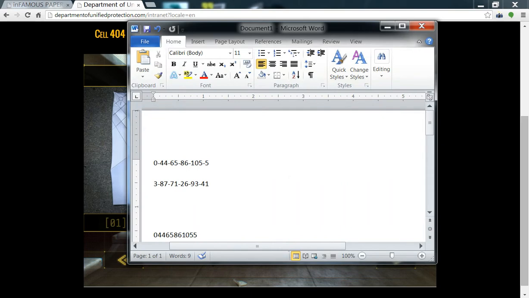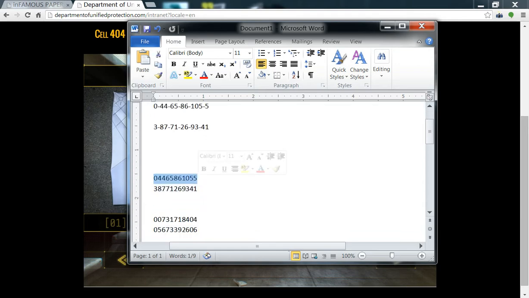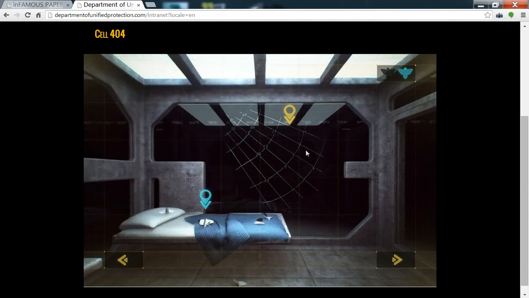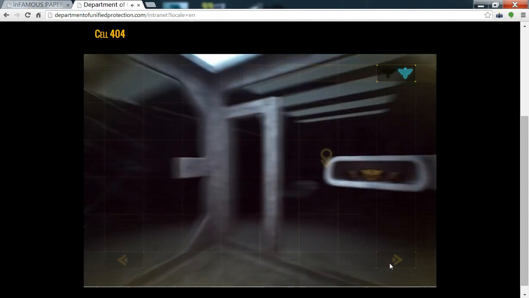Now the importance of this is, if we write it here without the dashes, 04465861055, okay? So this is the theme. Once again, it's 11 digits, so I knew right away that I already know what to do with that. We type it in the intranet for the DUP. So we got that, but we only have one side. We still got to do the other side, okay? So we go back.